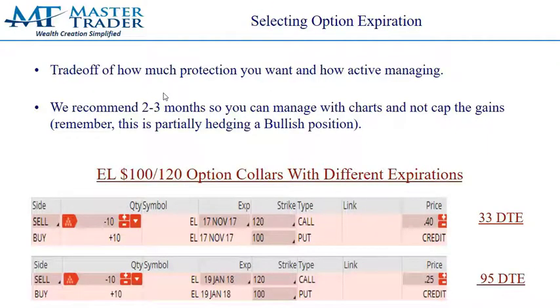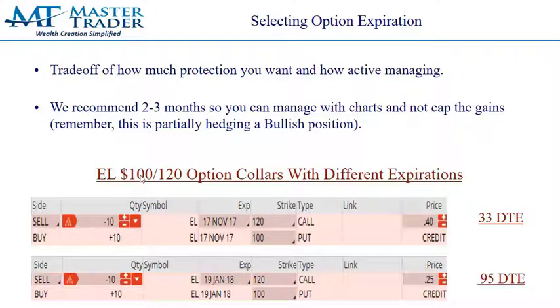Here's an example with real numbers. And there's a trade-off of which month you use and which strike prices. It's a trade-off of how active you want to be managing and how much cushion you want per the charts. In terms of the expiration, we recommend you can do this 1 to 3 months out so you can manage it with the charts. And just remember that this is a bullish position to you. It's a long-term investment, so you don't want to fully cap your upside, but you're willing to cap a little bit in exchange for the disaster insurance.